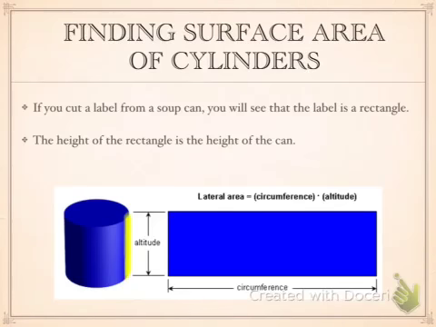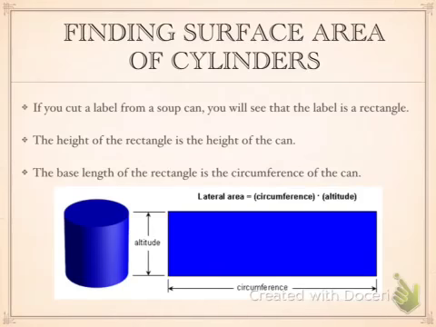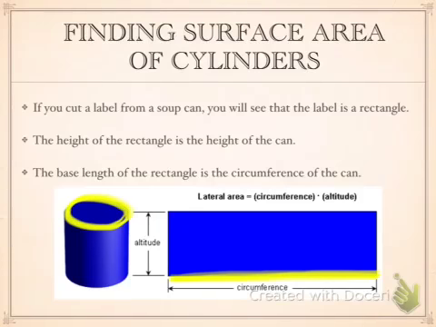So if this is your height right here, that means that if you don't have the picture of the lateral area, you can imagine that it's going to be the height of your rectangle. And then the base length of the rectangle, which is this one down here at the bottom, is actually going to be the entire length or distance around the can's base, which we call the circumference. So the bottom of that rectangle is going to be the circumference, and the height of the rectangle is just going to be the height or the altitude of the can.